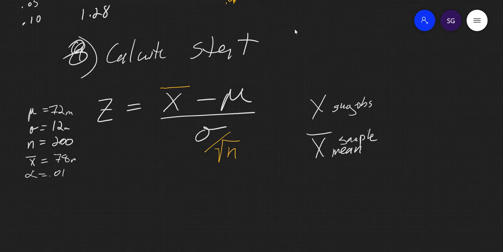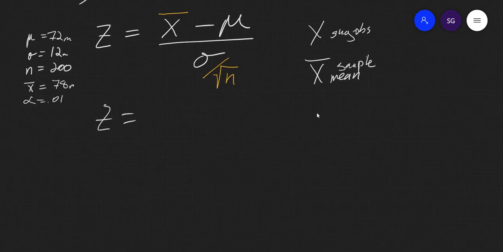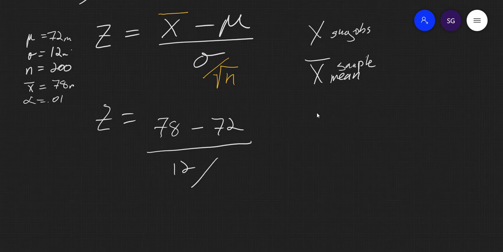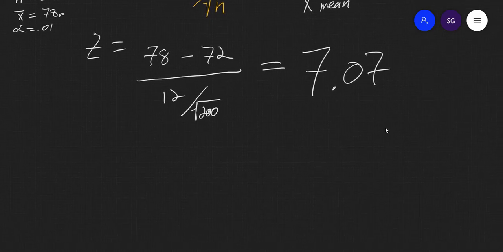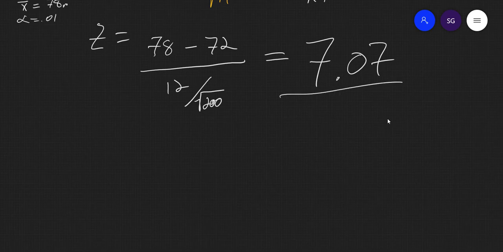So let's do this. Z is equal to X bar. What is my X bar? X bar is 78 minus mu, which is 72, divided by sigma. Sigma is 12, and that has to be modified by the square root of n, or the square root of the sample size, which is 200, right? Now I'll save you some calculations. You can pause here for a second so you can practice calculating, and you should, but Z is going to be 7.07, right, after you do all of these calculations. Please excuse my dear Aunt Sally applies, obviously. And then just keep that one in mind.